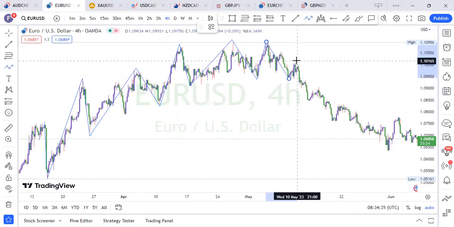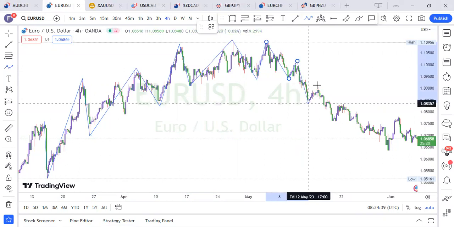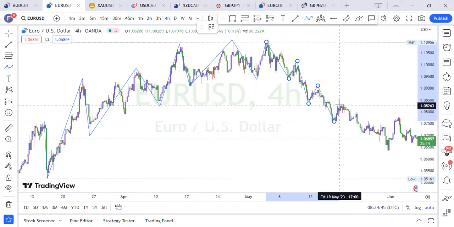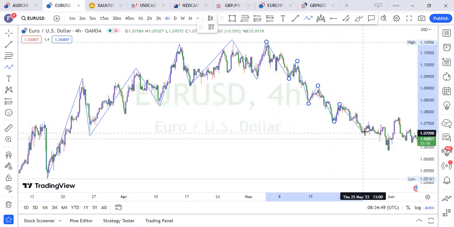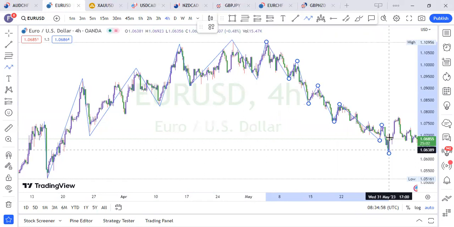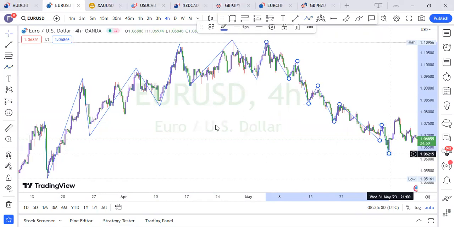Yeah, with you. Then we now have as our higher high, higher low, higher high, higher low. I mean, lower high and lower low. Lower high, lower low, lower high, lower low. I'll end it here.